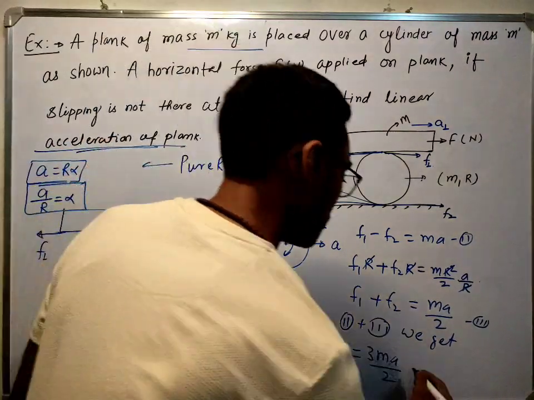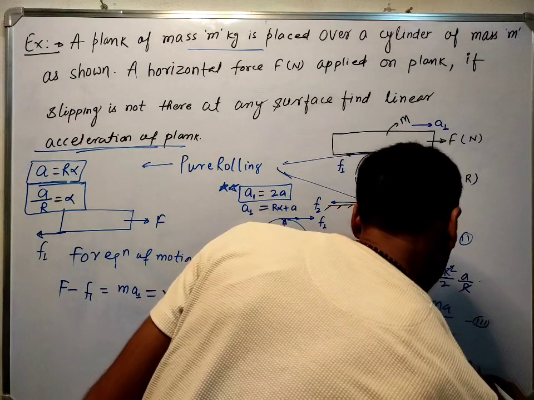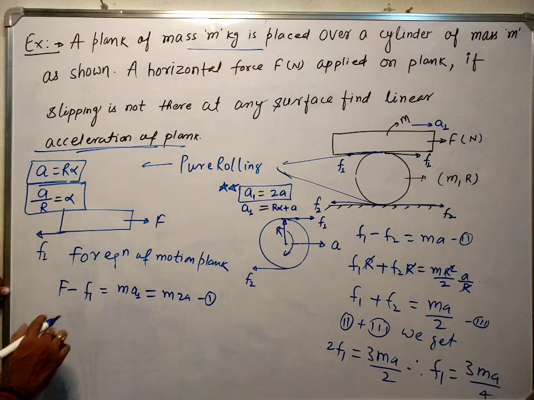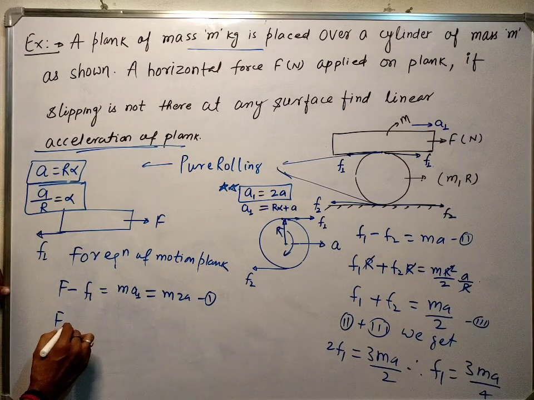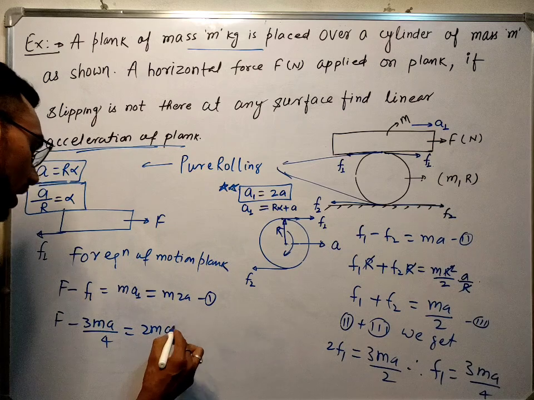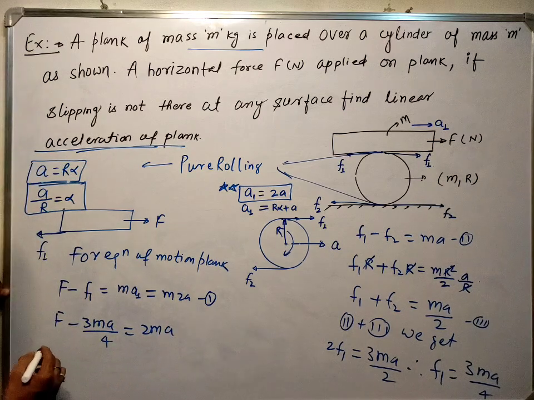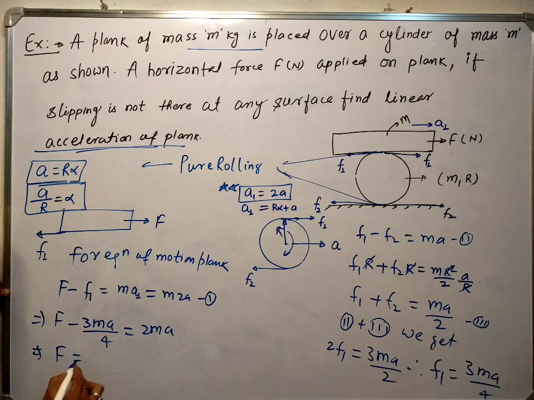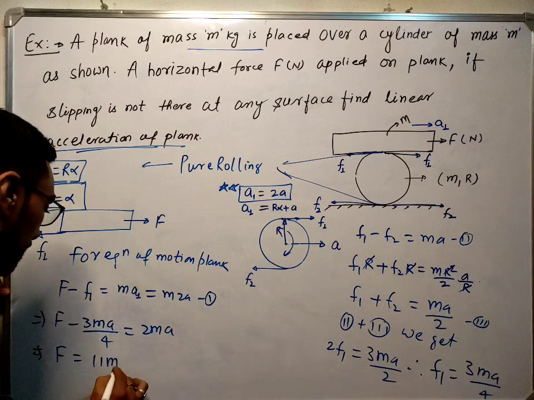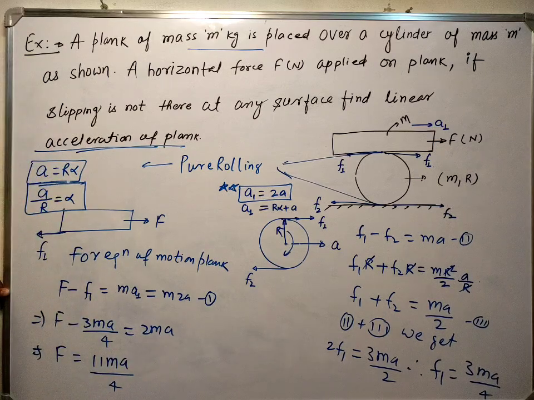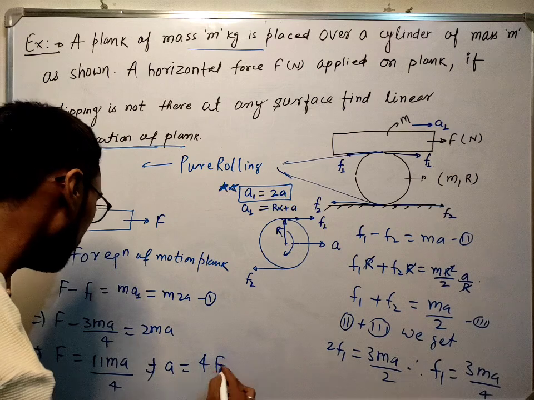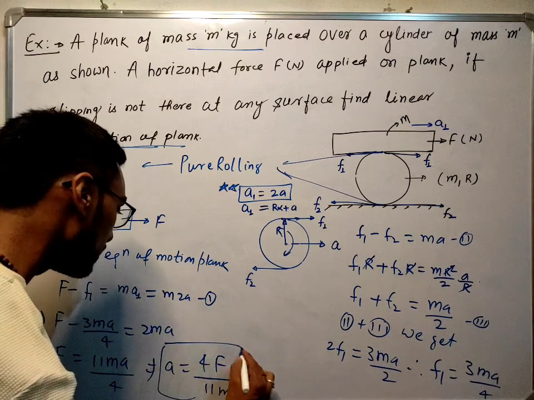And the value of F1 can be written as 3ma by 4. So once we get the value of F1, put it in equation number 1. We can write F minus 3ma by 4 is equal to 2ma. Now after simplification, we can write F equals 11ma by 4, and by cross multiplication, a can be written as 4F upon 11m. See very carefully.